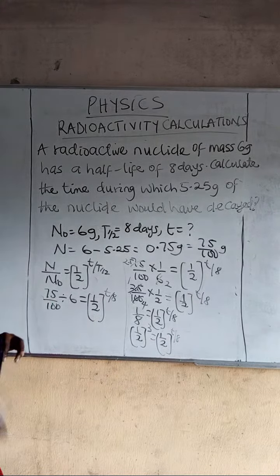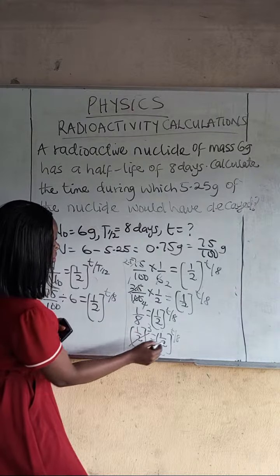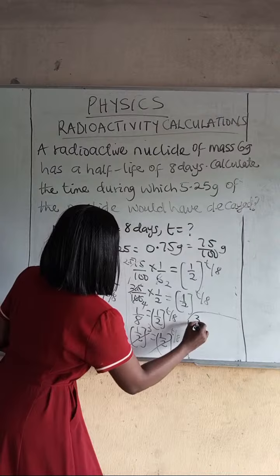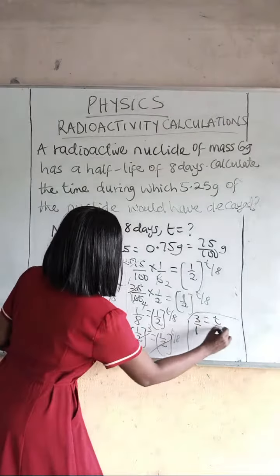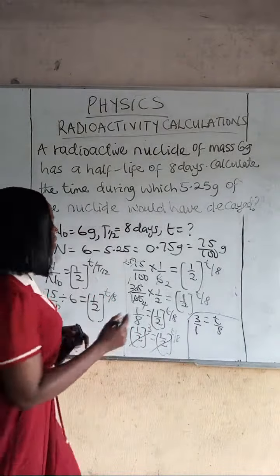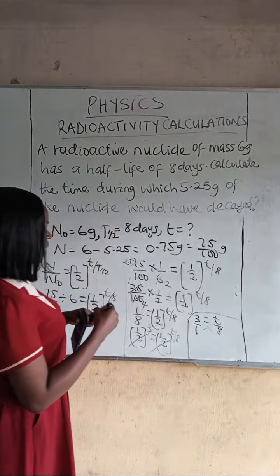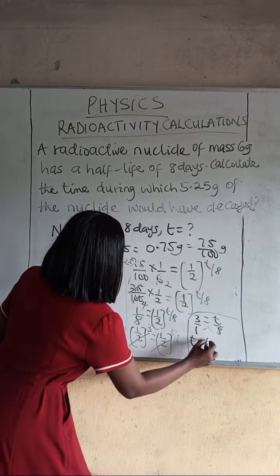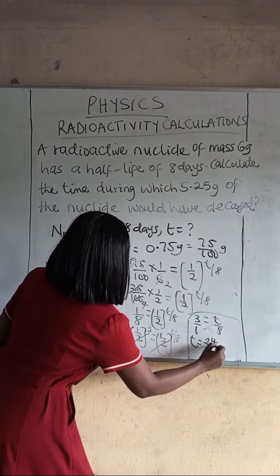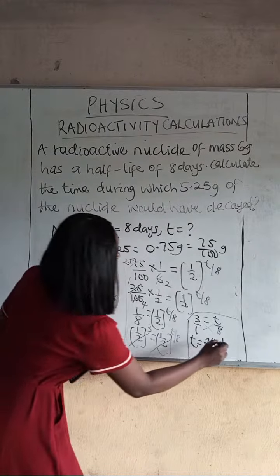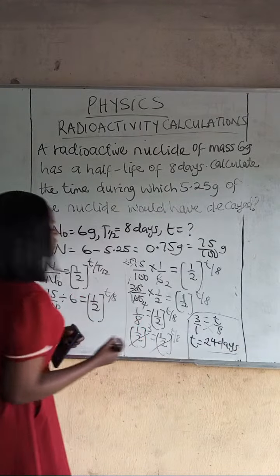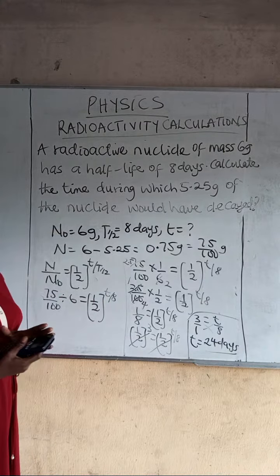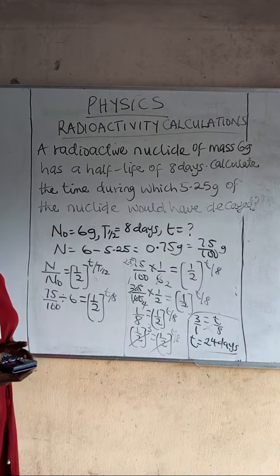With that being said, this will cancel this, right? So I have 3 over 1 is equals to T over 8, right? So I'll say cross multiply. If I say cross multiply, T times 1 is T, while 3 times 8 is what? 24 days. Do we understand that? So this is how we can solve this problem on radioactivity.